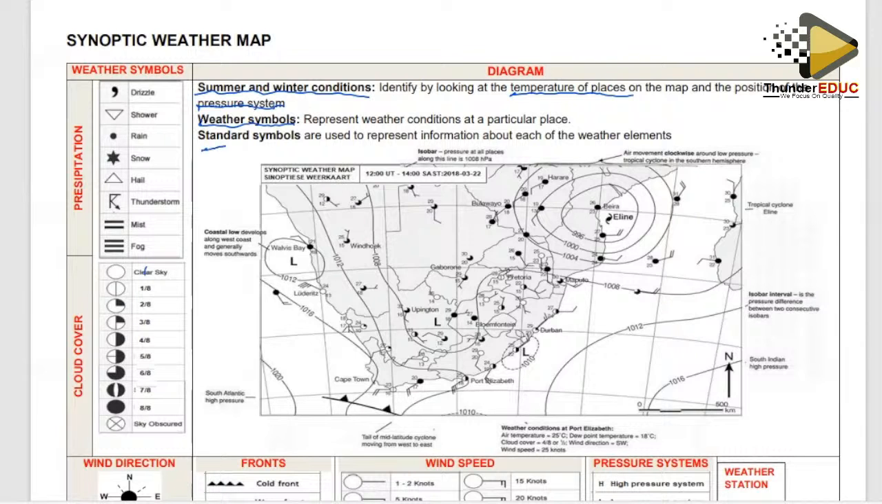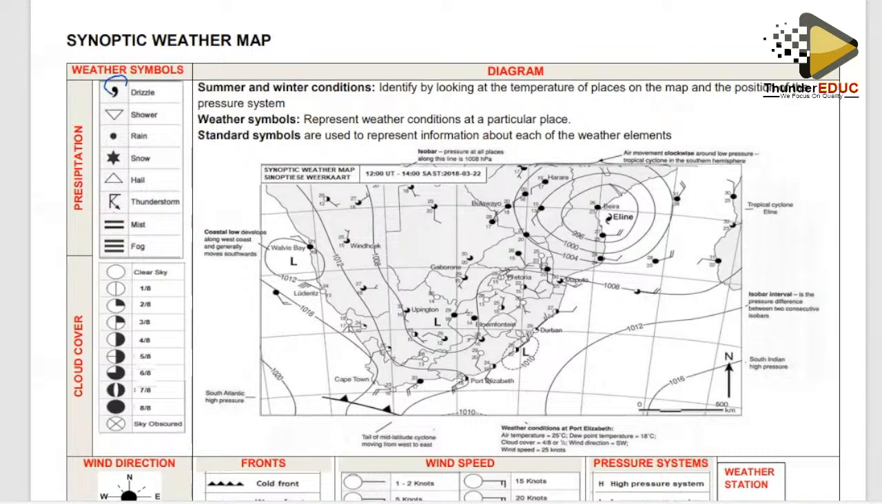Right, then we have the standard symbols. These are used to represent information about each weather element. The standard symbols which we use there. Right. Then let's go to the weather symbols which are used on the synoptic map. What you should always keep in mind is you should know these weather symbols as how they are drawn, as they are shown on the synoptic map.